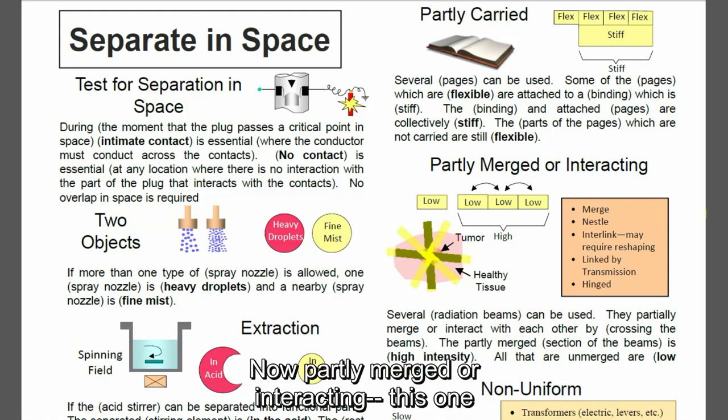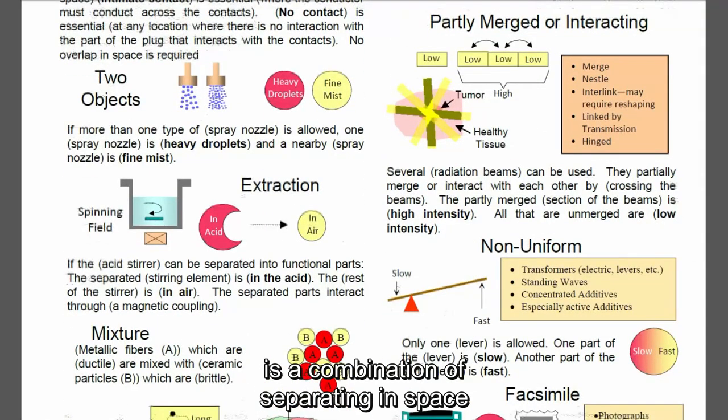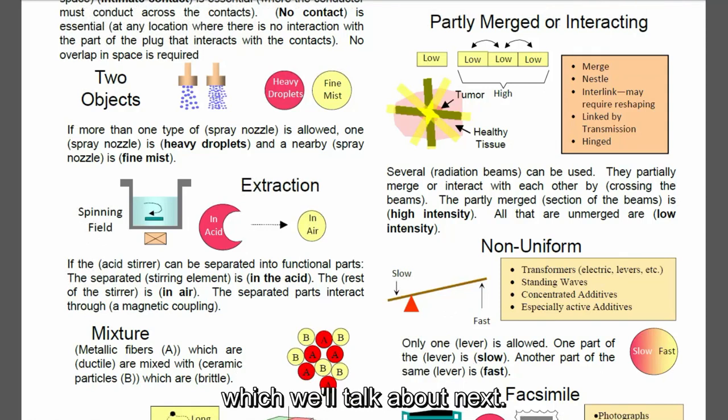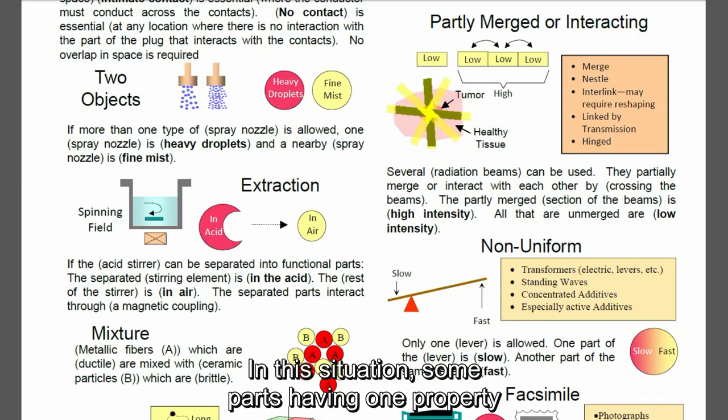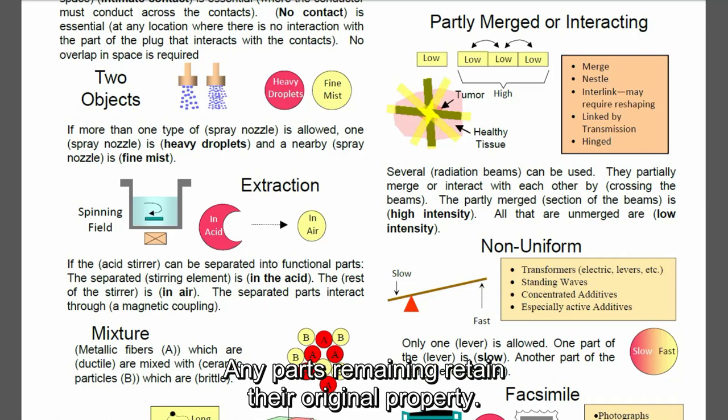Now, partly merged or interacting. This one is sort of a combination of separating in space and separating between parts and the whole, which we'll talk about next. In this situation, some parts having one property interact or merge with other parts and take on the opposing property. Any parts remaining retain their original property.